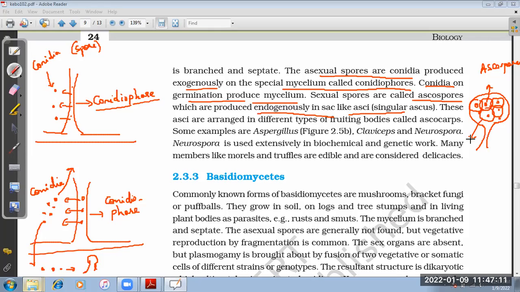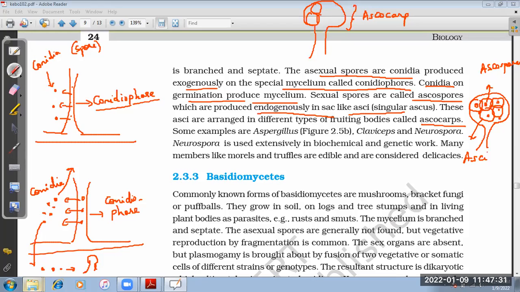Each of the sacs is called what? Ascus. And the full carp will be called what? Ascocarp, the fruiting body. Are you getting it? See, the full body is what? This part here is the ascocarp, correct?